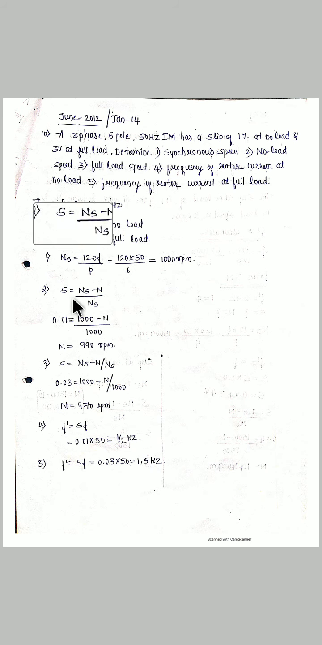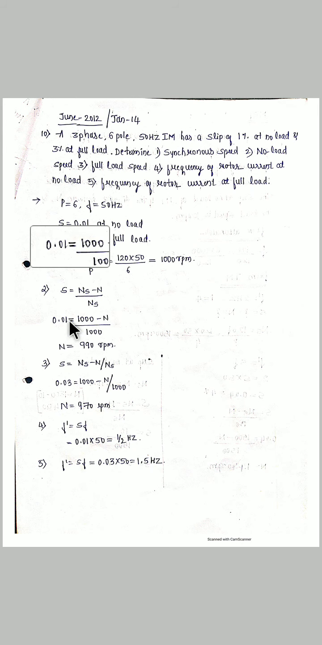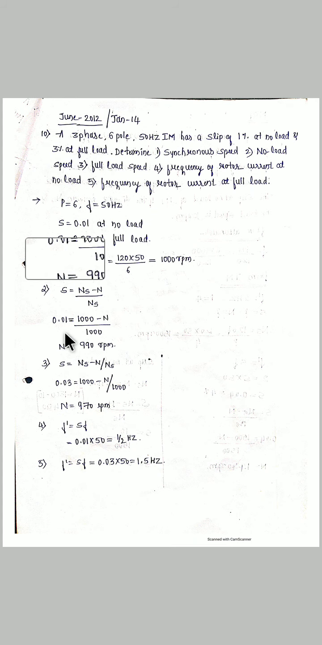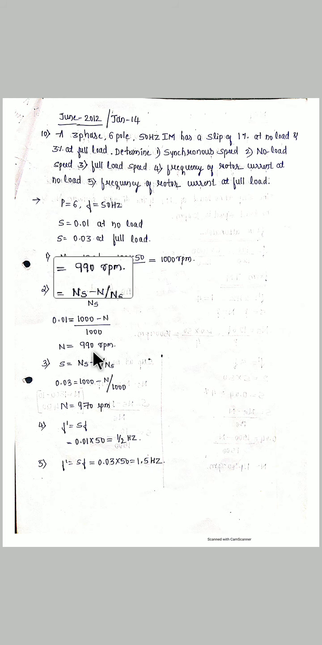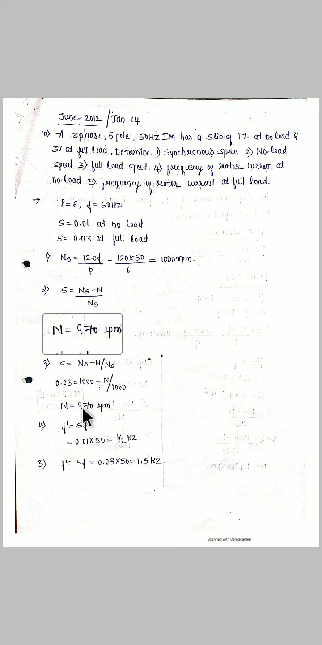Next, using s is equal to ns minus n divided by ns, I take 0.01 because they are asking for no load. So 0.01 equals 1000 minus n, divided by 1000. Calculating, I got n as 990 rpm. Next, n is calculated by taking s equal to 0.03 for full load. For this I got n as 970 rpm.